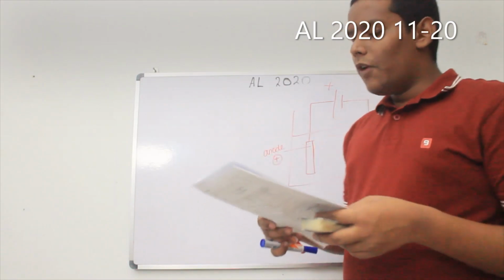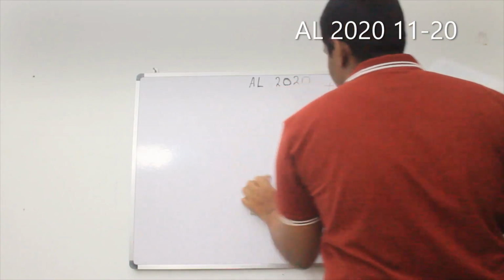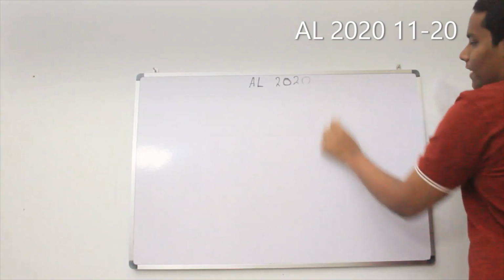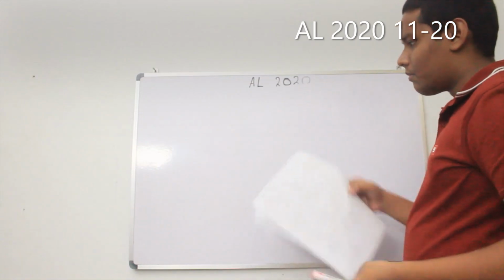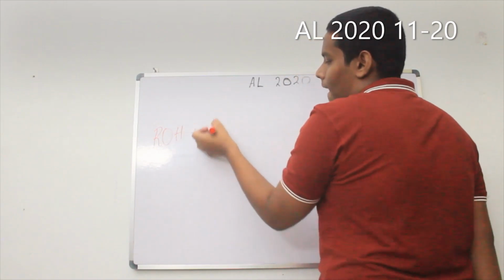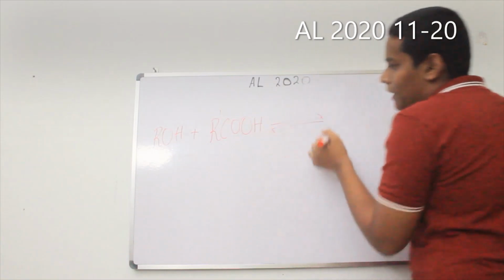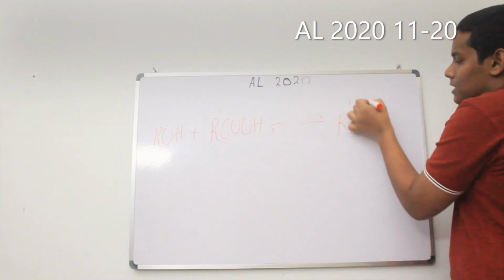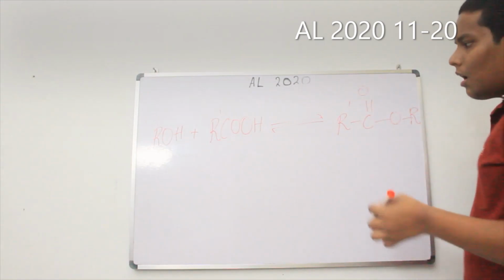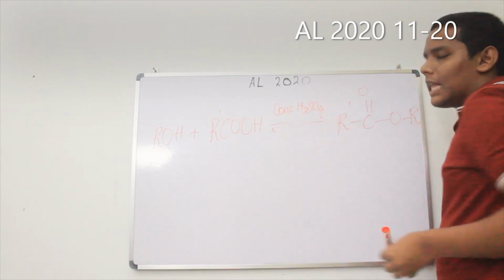Question number 20. Which of the following statements is correct regarding the reaction between carboxylic acid and alcohol to give an ester? Carboxylic acid reacts with alcohol to give an ester. ROH and R-COOH gives you R-COOR, and you use conc H2SO4 as the catalyst.